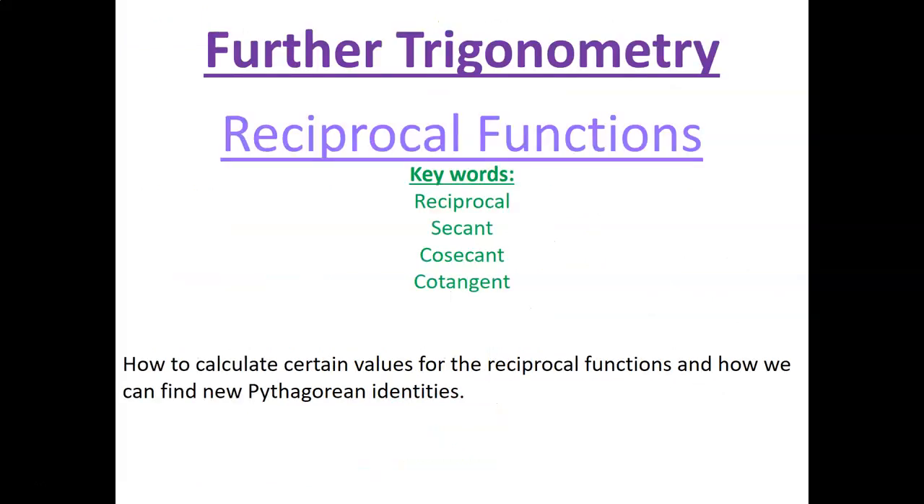So today we're going to be having a look at reciprocal functions and how to calculate certain values for them, and some new Pythagorean identities. So the reciprocal functions are secant, cosecant, and cotangent.